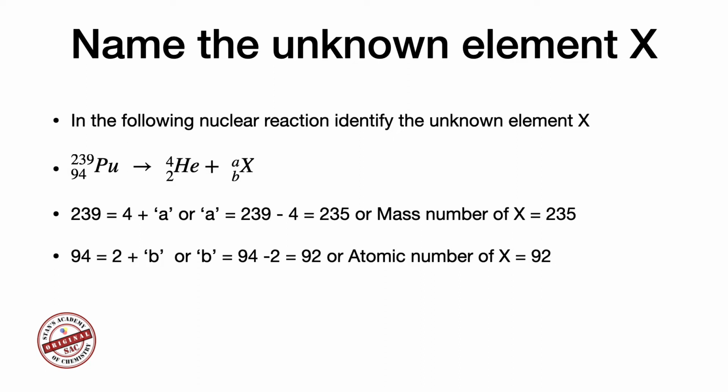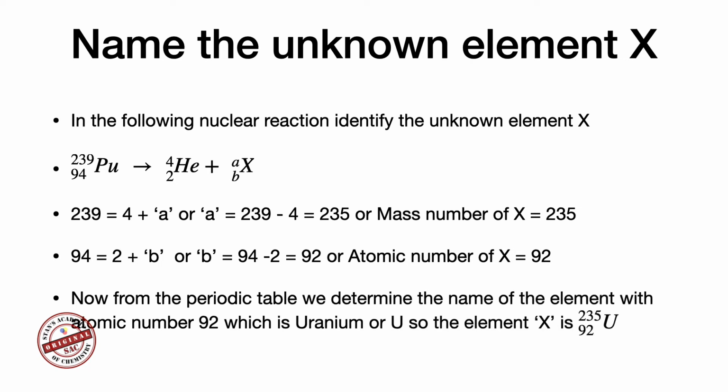So now you will look in the periodic table and determine the element. In this case, it's going to be uranium. And so the element that was produced by the alpha decay of plutonium is uranium 92 235. That's how you can determine an unknown product or reactant in a nuclear transmutation reaction or decay reaction.